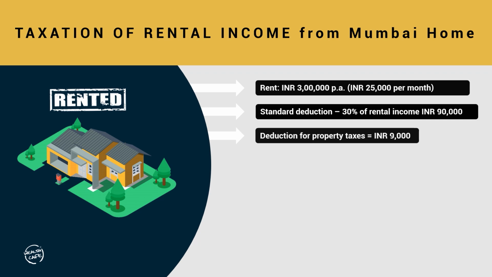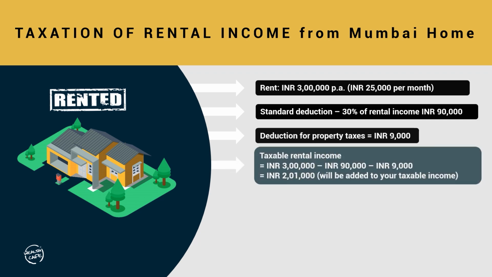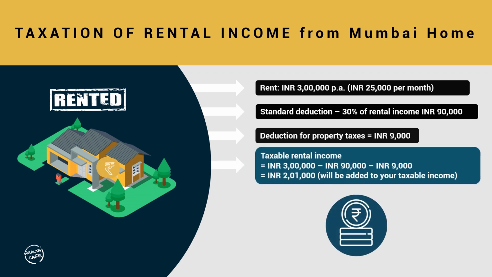So that gives you a taxable rental income of 3 lakhs minus 90,000 minus 9,000, giving you a net taxable amount of 2 lakh 1,000. This 2 lakh 1,000 is added to your income and taxed as per your slab rate, whether it be the 5%, 10% or the 30% slab that you belong to.